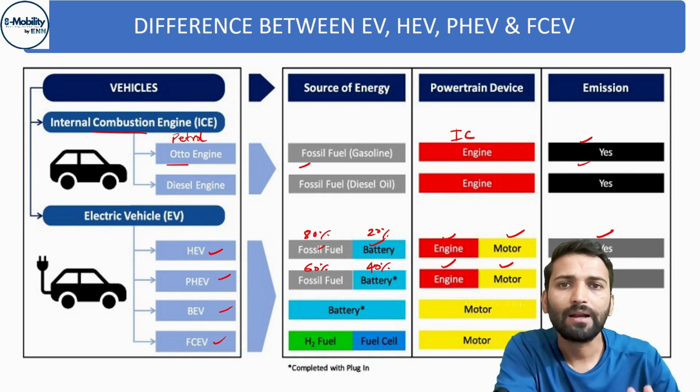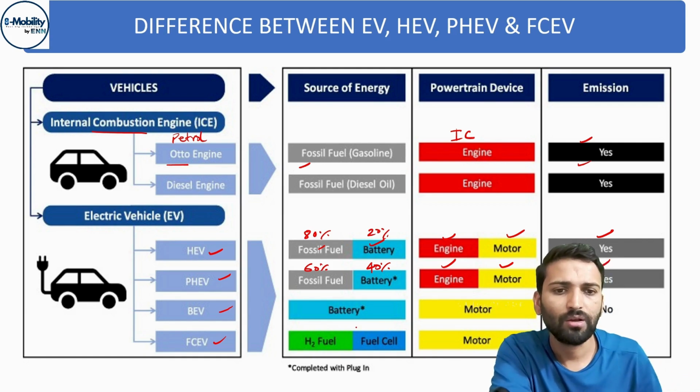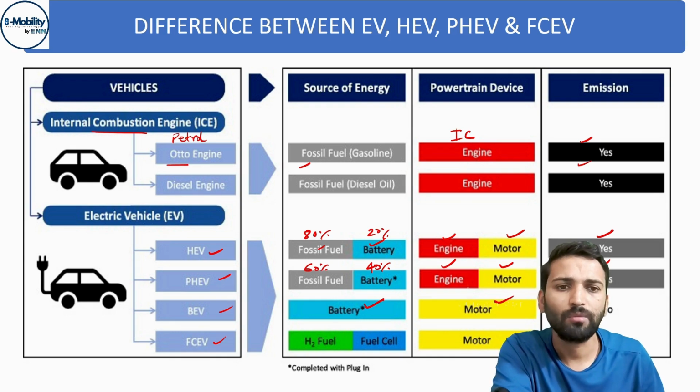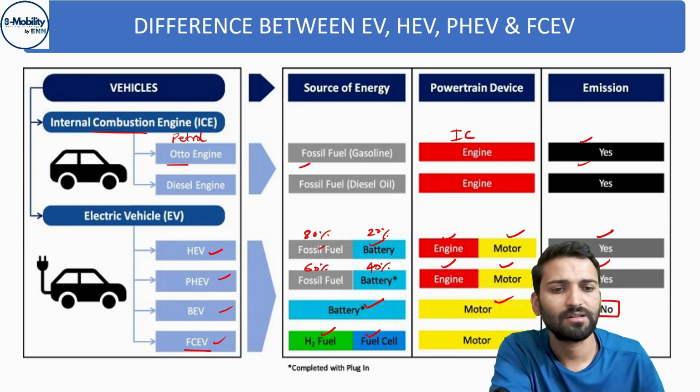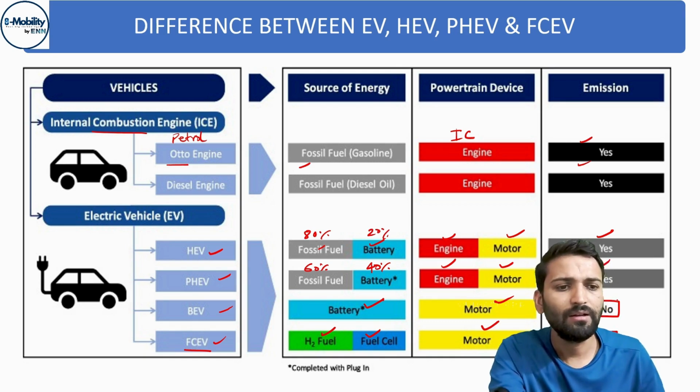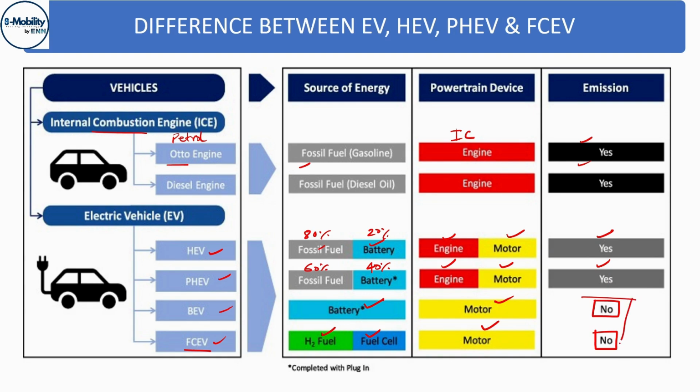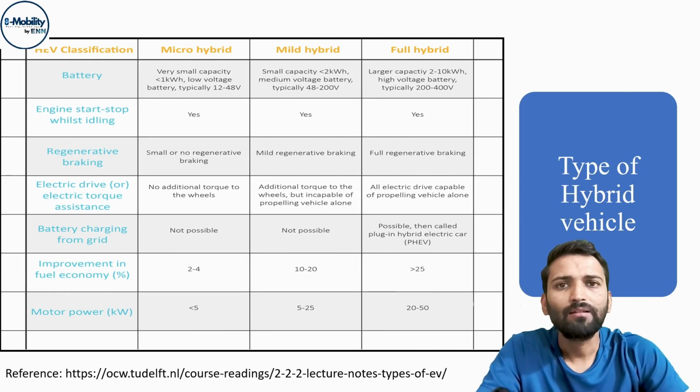Now the third is the battery electric vehicle. We all know that battery electric vehicle uses complete 100% energy from the battery. So here only the battery and motor will be used because no IC engine is required, and emission: no emission. And the fuel cell electric vehicle uses hydrogen as a fuel and the fuel cell as a conversion device, which will extract energy from the hydrogen and convert it into electrical energy. It also uses motor and there is no emission. So in future we can say that these two will be the competing sources of energy.